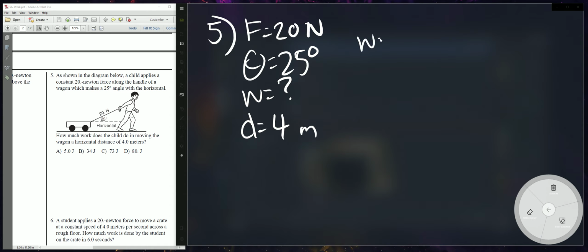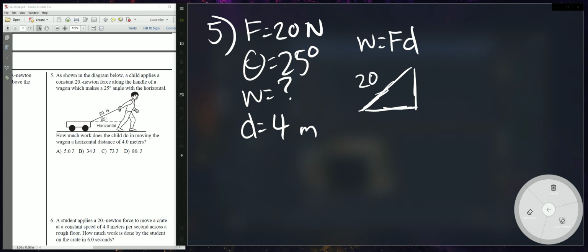Now, from a first glance, we know that, well, work is force times distance. But we want the work done to move it the horizontal distance. We don't want the total distance. We want the horizontal distance. So we want the horizontal force. Well, how do we get the horizontal force? Well, there are two ways to do it. You can just use your knowledge from math, right?